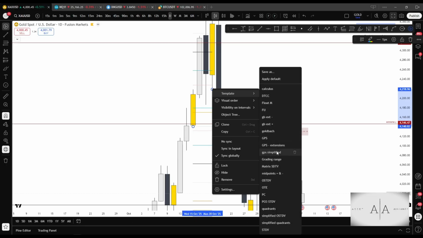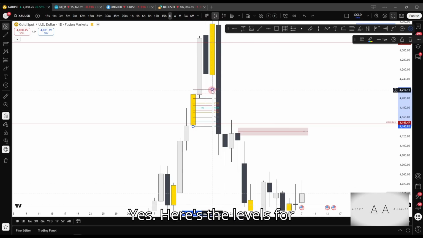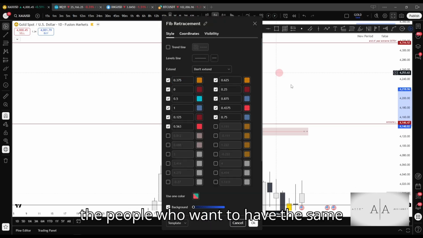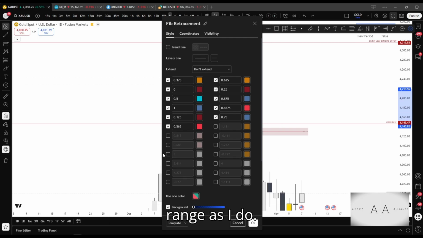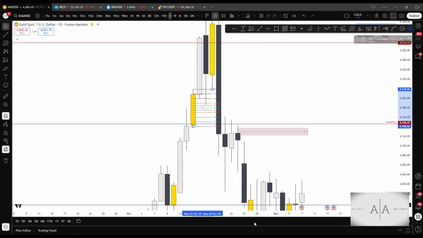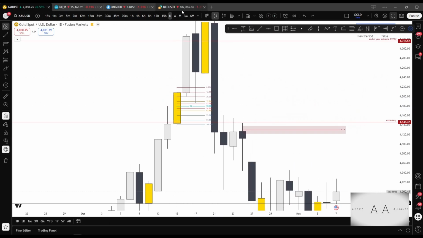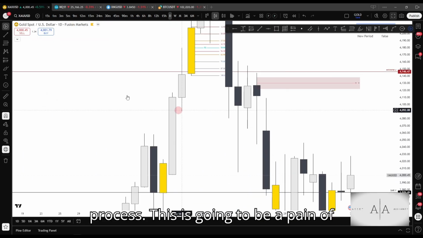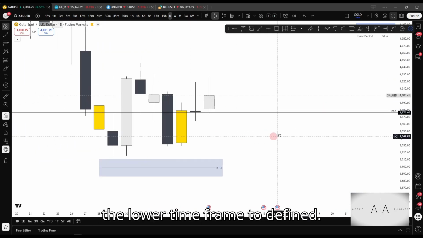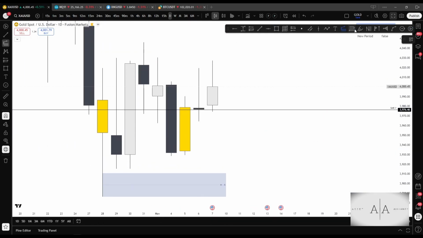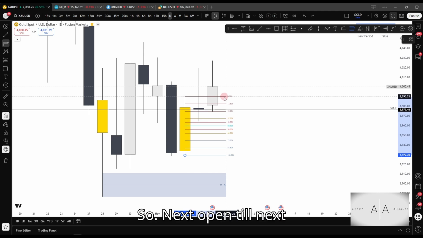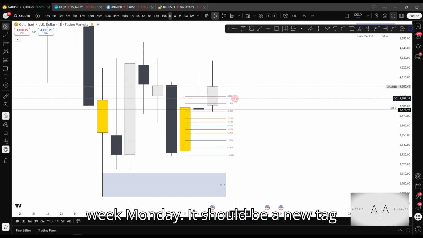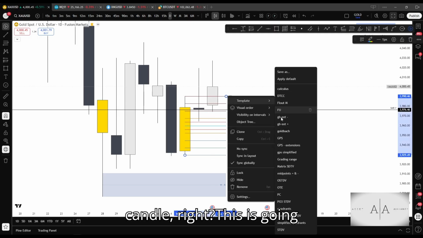So yes, here's the levels for the people who want to have the same range as I do. And then, well, let's do it from a current price, because this is going to be a pain on the lower time frame to find. So next open, so next week, Monday, it should be a new tech candle, right? This is going to be your quadrant.